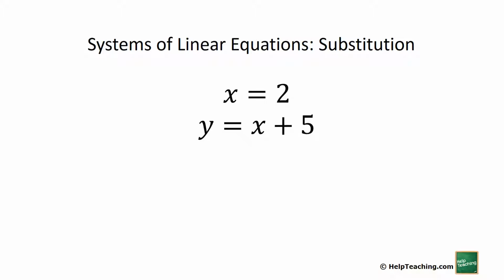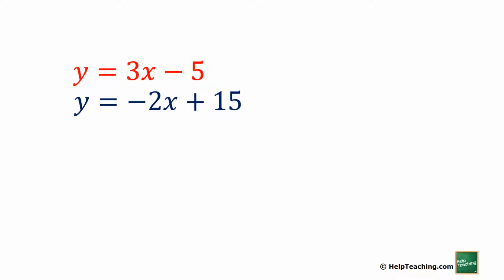Because in our first equation, x is defined as 2, we can just substitute the x in the second equation with 2 because it is equal to the same thing, which simplifies to y equals 7. This means that our solution is (2, 7), since x equals 2 and y equals 7. Let's look at another example.